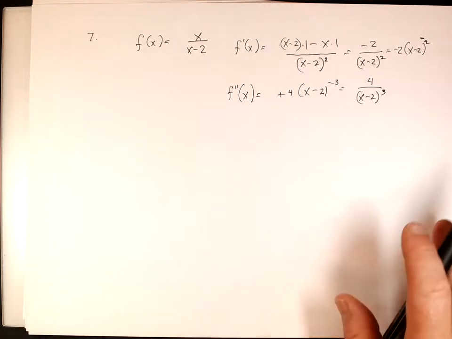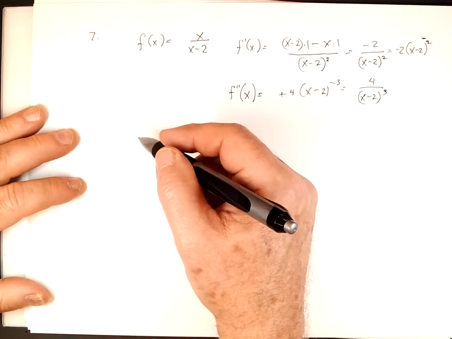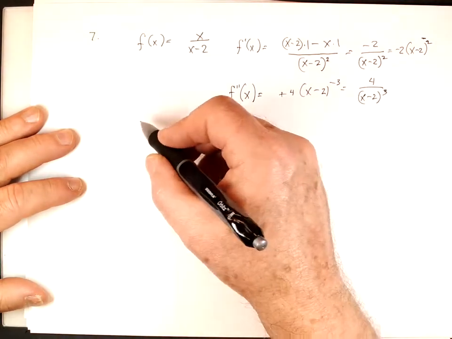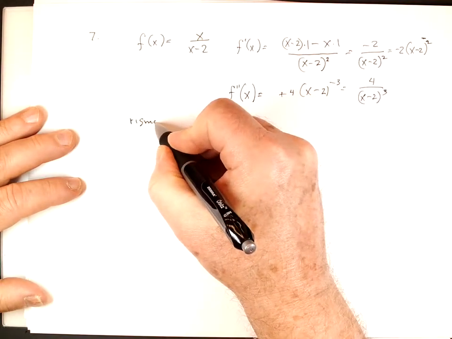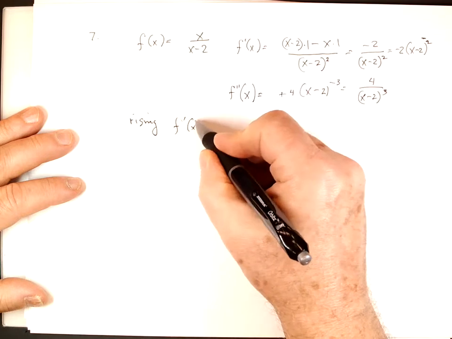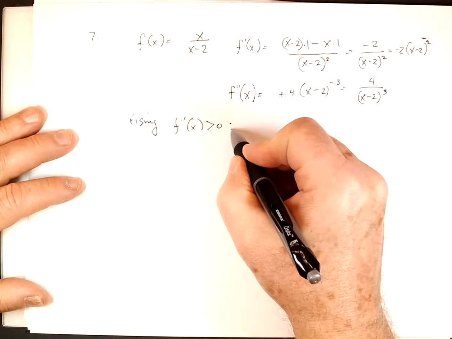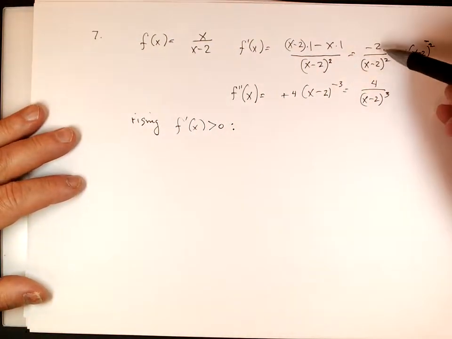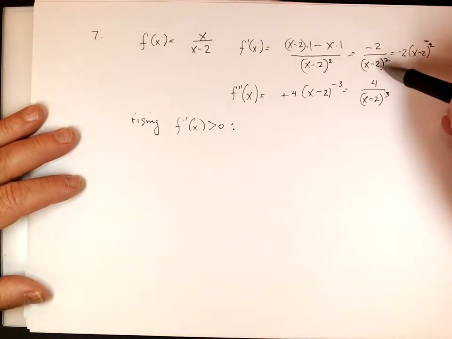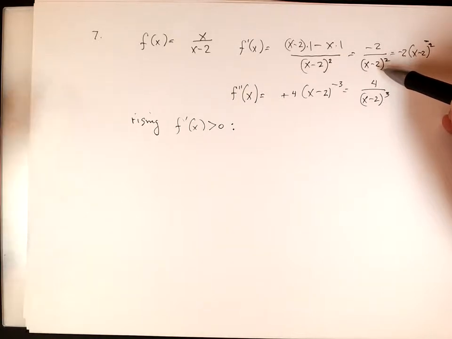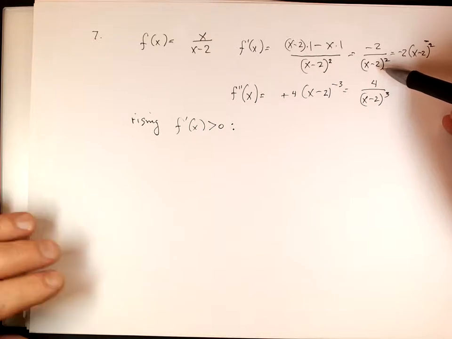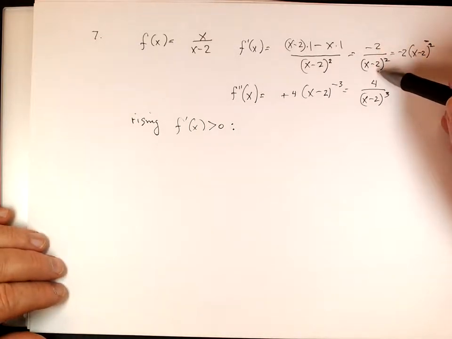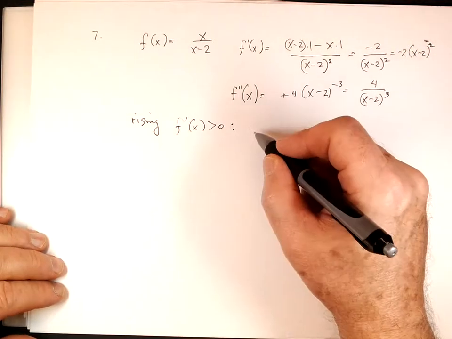What about these things? Well, let's take a look. The first thing we want to do is find where the graph is rising. So where's the graph rising? Where the first derivative is positive. Now, take a look at this first derivative. The numerator is negative 2. It's always negative. The denominator is always positive except at 2, where it's undefined. Negative over positive is always negative. This thing is never positive. So rising, never.